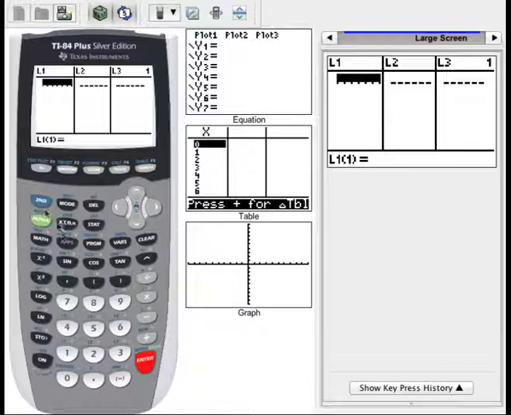So you can do that by hitting the second and the memory key and then go down to reset and RAM. And then go back to second catalog and turn the diagnostics back on. So anyway, we've got our list. Now we're going to enter our data.